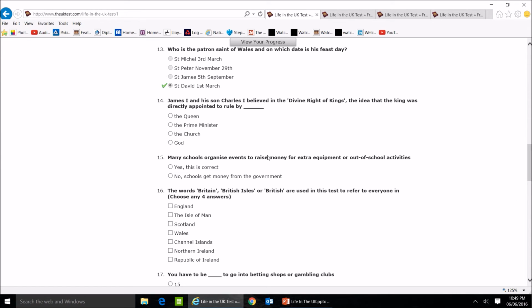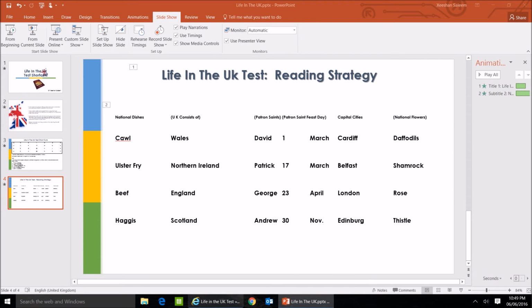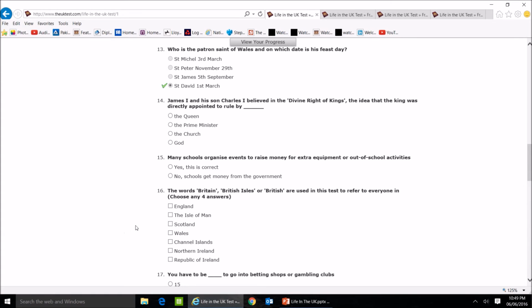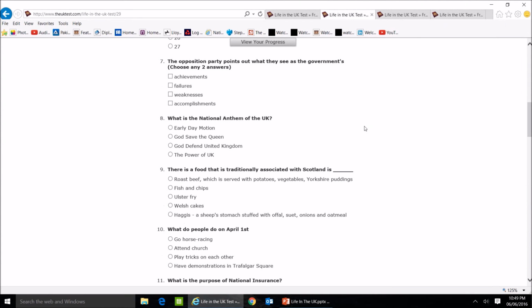So let's check out some other question. Now here, the words Britain, British Isles, or British are used in this test to refer to everyone. So choose four answers. If you remember the one I showed you here, for example, UK consists of was like Vanessa. So Vanessa starts with W, then we remember that it was M, then it was E and S. So let's check if it is right or wrong. Yes, that is right.